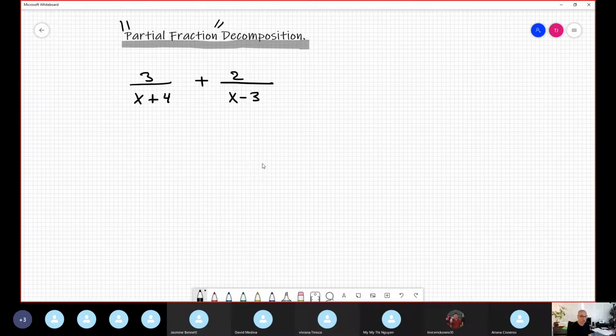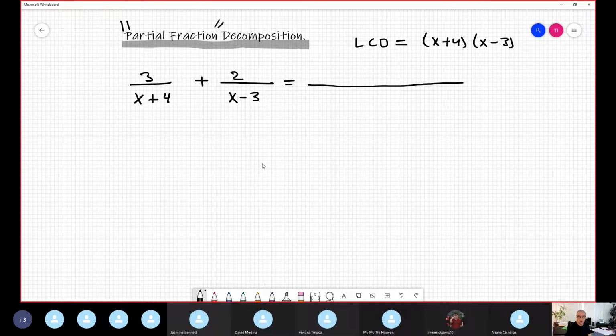So the idea I want to explain in a few minutes is decomposition, so breaking it down. However, I want to explain in the opposite direction. In the opposite direction is the way that we do it in intermediate algebra. In intermediate algebra, for example, you find the LCD. In this case, the combination x plus 4 times x minus 3, and you condense these two fractions into only one fraction using the LCD.